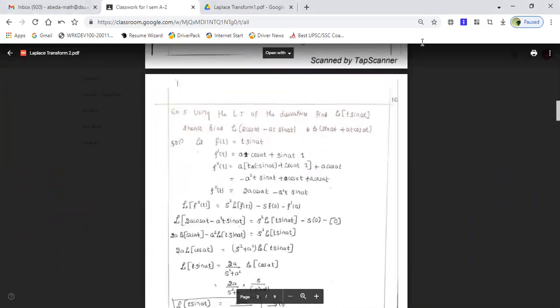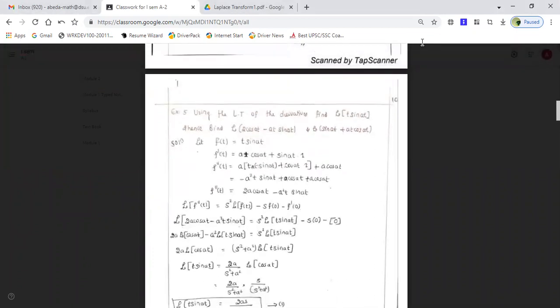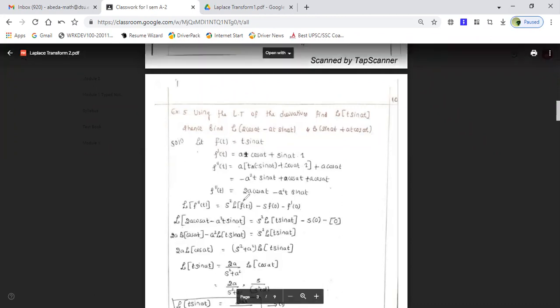But what do they ask us to find out? They ask us to find out Laplace transform of 2 cos at minus at into sin at. So that is nothing but, here you can see 2 into cos at, and from this f double dash, if you take a out, this will be 2 cos at minus at sin at. This is what they ask us to find out. Okay, so that is a into f double dash of t. That is the meaning. So now let me find it out.